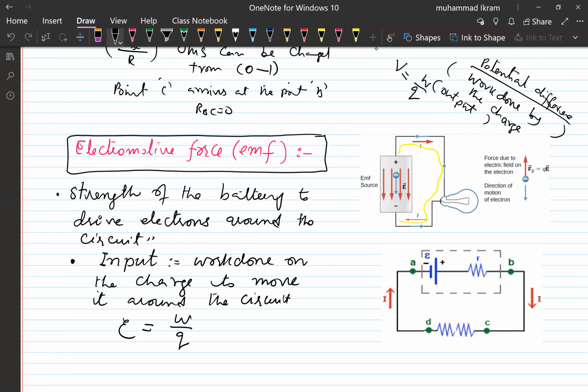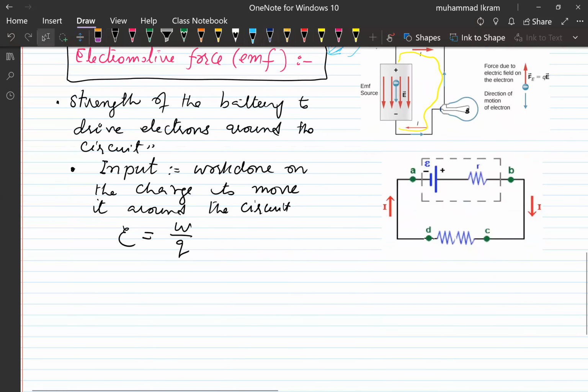So potential difference is related to the situation where electrical energy is converted to non-electrical energies, right? While electromotive force is related to where non-electrical energy is being converted to electrical energy. Both are measured in the same unit. Potential difference as well as electromotive force, both are measured in volts. The SI unit is the volt. So electromotive force, in fact, is the strength of the battery to drive electrons around the circuit.